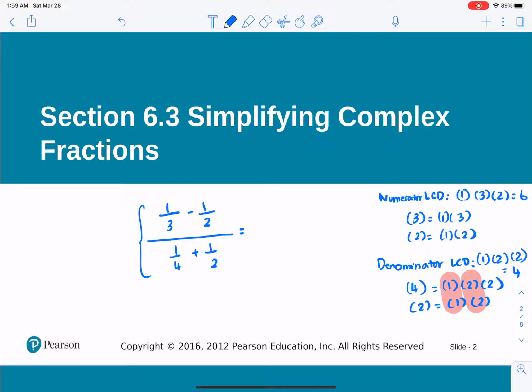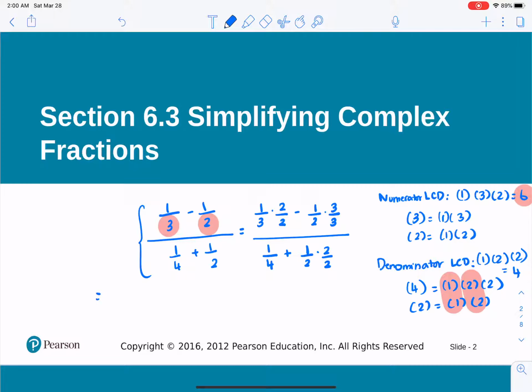So in the numerator fractions, we want to make each denominator its corresponding LCD, which is 6. So we multiply and divide the first fraction by 2, and we multiply and divide the second fraction by 3. This way, we get the common LCD of 6. We do the same for the denominator. The LCD is 4, so I'm going to leave the first fraction as is. The second fraction, I'm going to multiply and divide by 2.